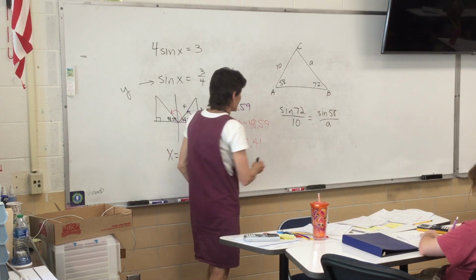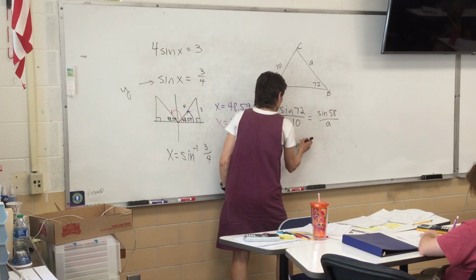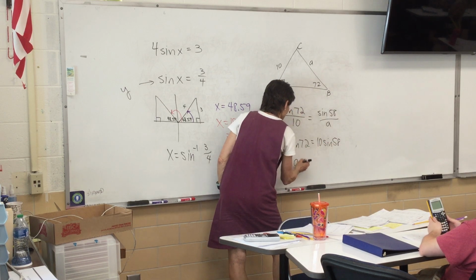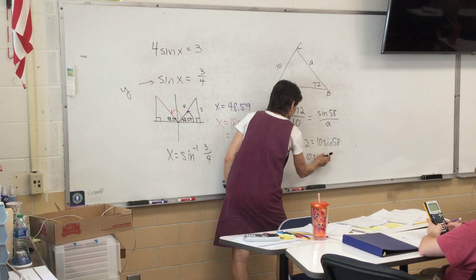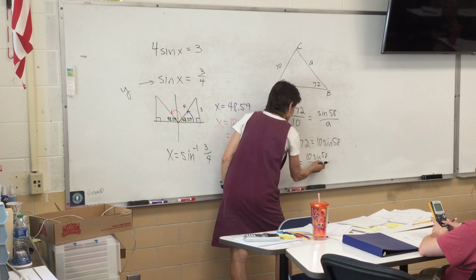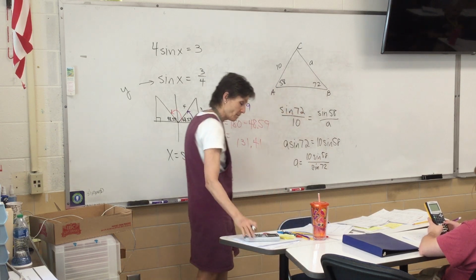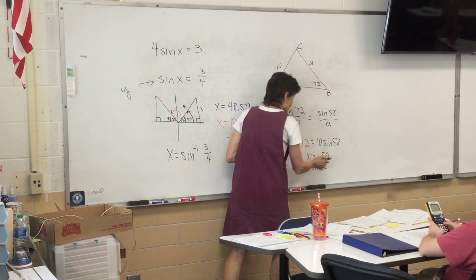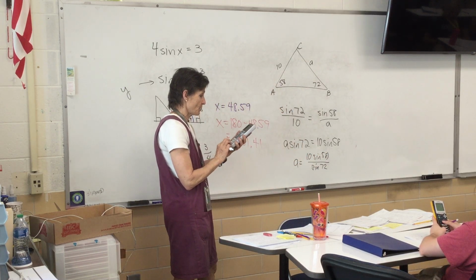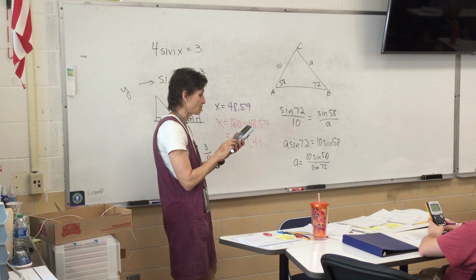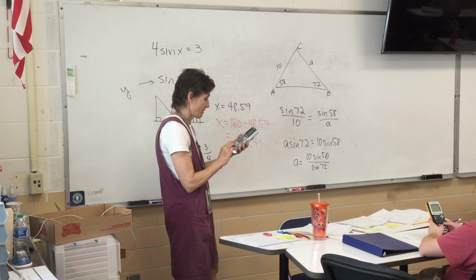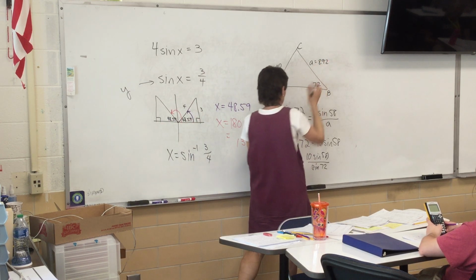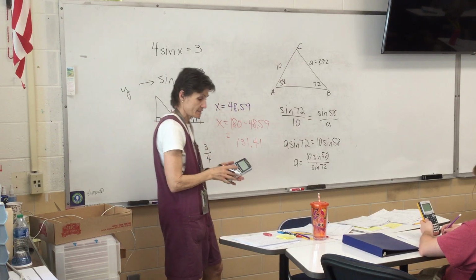Okay, so let's see, I'm gonna cross multiply. A sine 72 equals 10 sine 58. And then I'll divide by sine 72, so 10 sine 58 over sine 72. Now, one caution about typing that in: it's fine to type it in just like that, but you have to close the parentheses after the 58. So 10 sine 58, close parentheses, divided by sine 72, I got 8.92 as the length of side A.